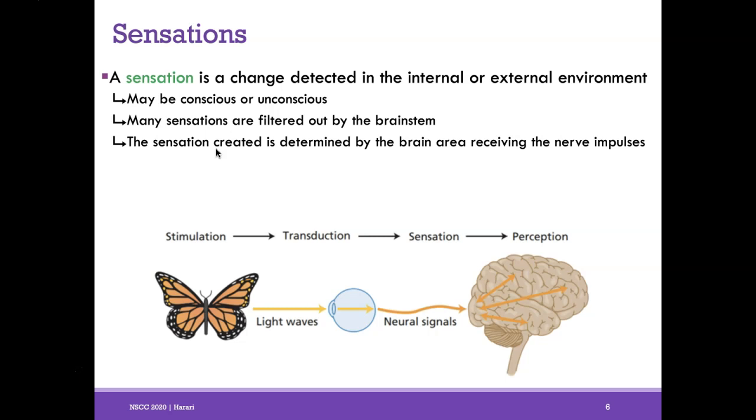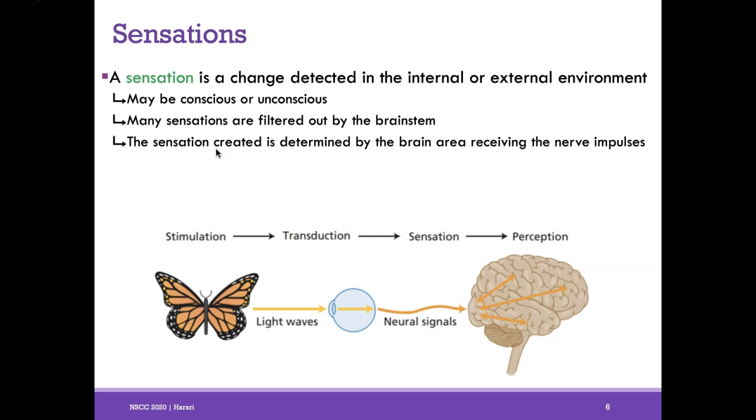And the sensation created is determined by the brain area receiving the nerve impulses. So with the olfactory sense, we're not going to have the olfactory epithelium linked to the occipital lobe, for example, because the occipital lobe is responsible for visual processing. So the olfactory epithelium has to go through the appropriate cranial nerve, the olfactory nerve, one, which then has to go to the olfactory cortex and parts of the temporal lobe. So the sense is routed to a specific part of the brain, and the brain will then process those nerve signals and interpret them as a sensation. So the sensation created is determined by the brain area receiving the nerve impulse.